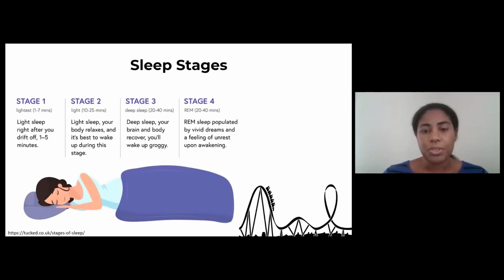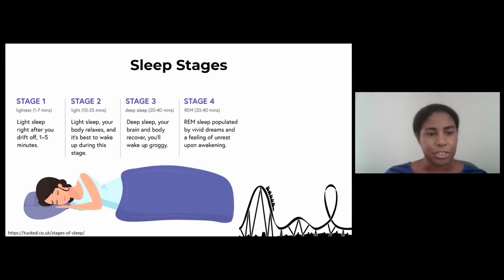So I do want to talk about sleep stages. Sleep can feel like a mystery, but it is an active process. There are times when the brain is fairly active, and then also times when the body is active too. There are 4 stages. The first 3 make up what's considered non-rapid eye movement sleep. During stage 1, that is a very light sleep. It's more like a daydream.